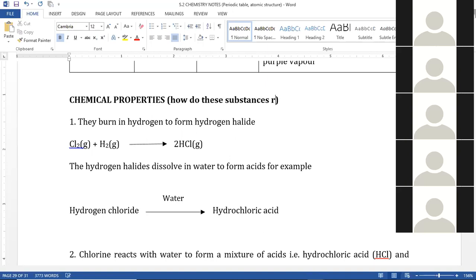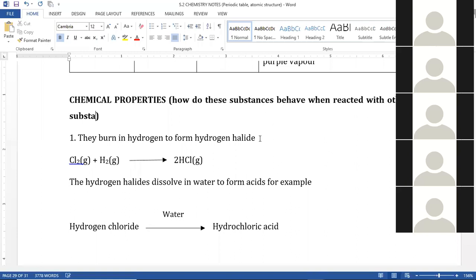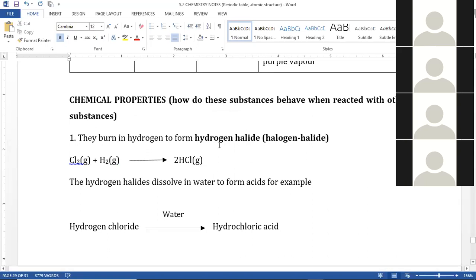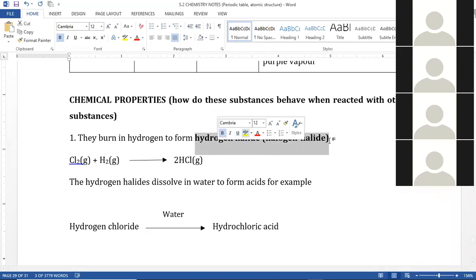Now, the first reaction that we have here is group 7 elements react with hydrogen to form halides. They burn in hydrogen to form hydrogen halides. Now, what halide is coming from, when we're looking at the radicals, we're looking at the, I have some people that have not muted themselves. Can we all make sure that we mute our microphones so we don't have background noise? Yes, thank you. So I said that when we're looking at formation of ions, we see that we gain electrons.